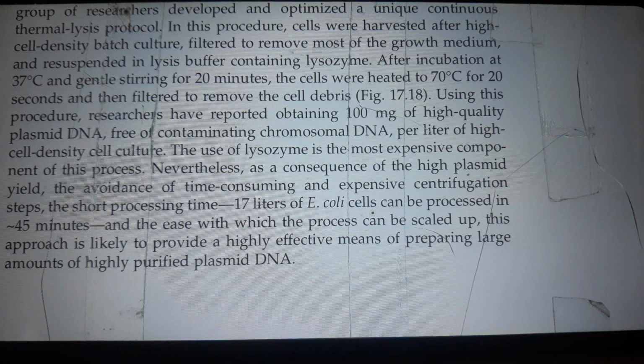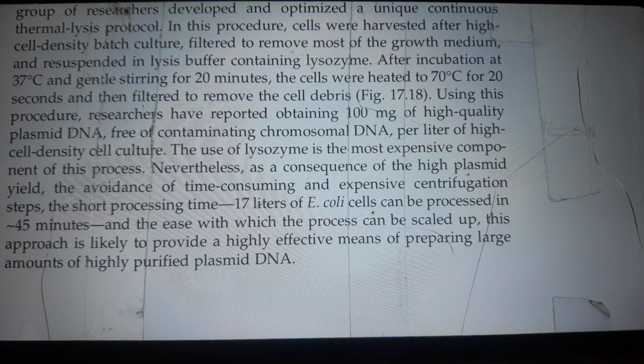Use of lysozyme is the most expensive component of the process. As a consequence of the high plasmid yield, the avoidance of time-consuming, expensive centrifugation steps, short processing time, 17 liters of E. coli cells can be processed in 45 minutes, and the ease with which the process can be scaled up, this approach is likely to provide a highly effective means of preparing large amounts of highly purified plasmid DNA.